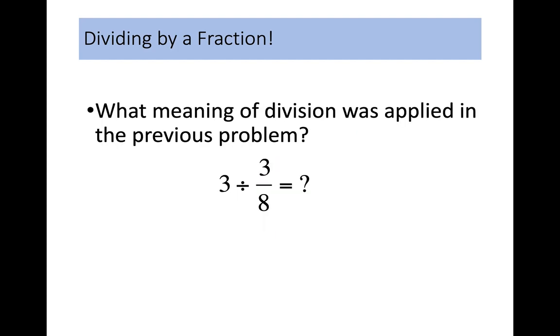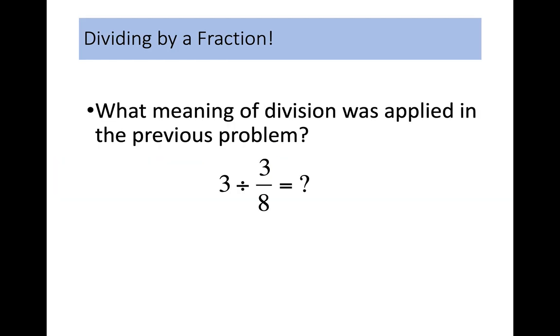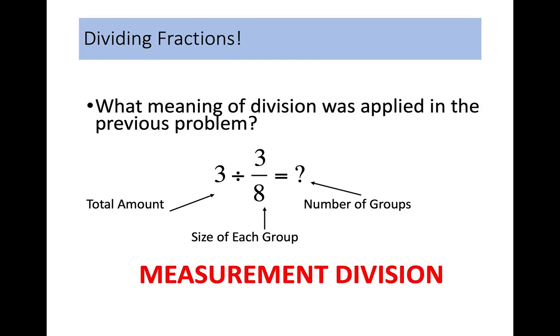So for that last problem, let's think about the meaning there. We had 3 yards of ribbon, and it took 3/8 of a yard to make an awesome bow tie. Thinking back to a couple units ago about the meaning of division, the total amount was 3 yards. The size of each group, to make each bow tie, was 3/8. We were trying to figure out how many bow ties we could make, or in this case, what number of groups we could make. This goes back to the idea of measurement division, which we said was like repeated subtraction. You start with 3 and see how many times you can subtract 3/8 until you have no more to subtract.